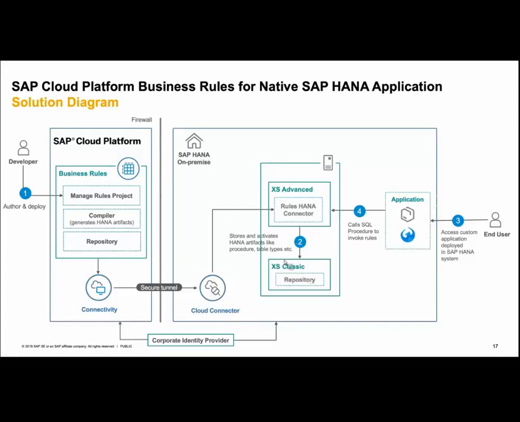So in between, there's also a new connector that we have released called Rules HANA Connector. It is a very lightweight XSA application that you have to set up in your Access Advanced system. And once you have done that, this Rules HANA Connector is mainly responsible for activating all the HANA artifacts that are generated from the compiler and transported to the SAP HANA system.